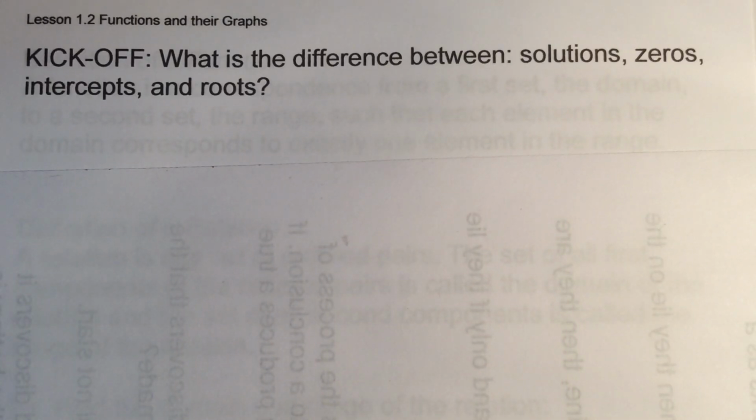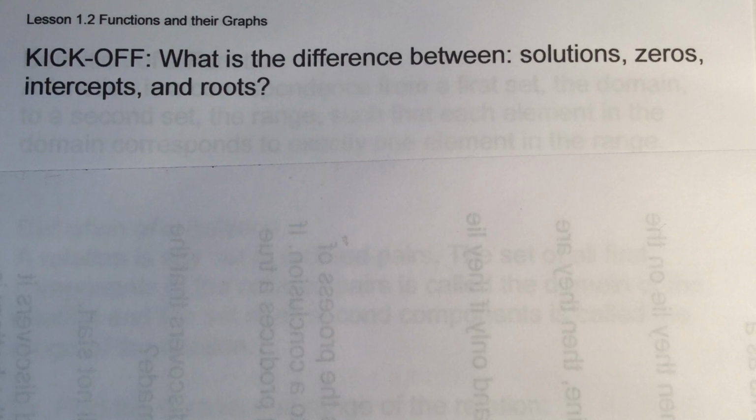All right. So, continuing on through chapter 1 here. Starting with the kickoff. So, what is the difference between solutions, zeros, intercepts, and roots? Well, solutions are when we solve for x. Zeros are when we set equals 0 and solve for x. Intercepts are where we cross the x-axis. And roots are when we square root, cubic root, whatever, factor it all down and get what x equals.